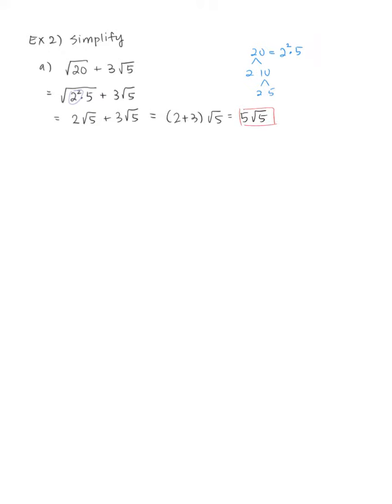Now let's do another one. Let's take a look at the cube root of 24 minus the cube root of 375. Clearly we don't have any like radicals, so we're going to have to simplify. So let's get to work. Let's first break down 24. So 2 times 12, 2 times 6, 2 times 3. So 24 is 2 to the third times 3.